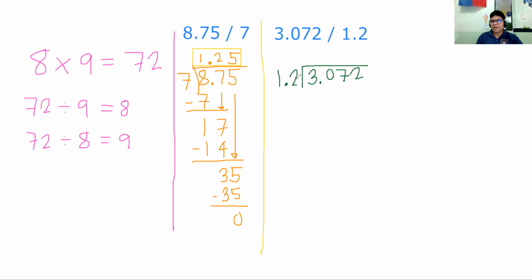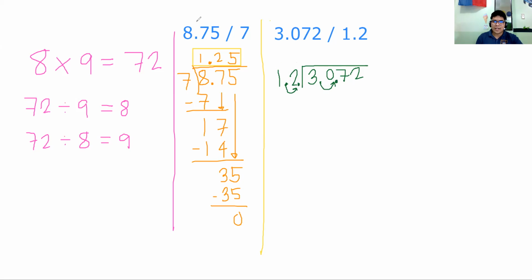Now, we can divide by 1.2, but it's going to be very complicated, okay? So what we can do, para mas maging madali siya sa atin, is to move around the decimal place so that the divisor is a whole number. So let's move this decimal point here, all right? It's going to move one place. Let's also move this one. It's going to move one place.